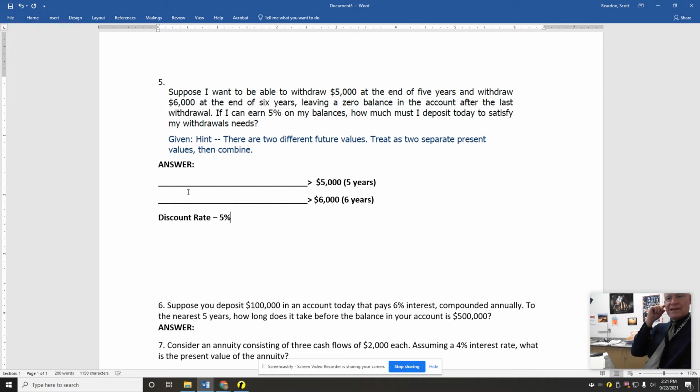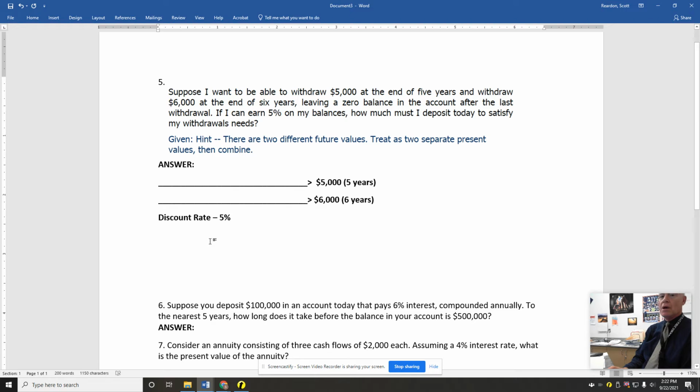Now, again, which way is time moving? We know the end game. We know we've got 5,000. We know we have 6,000. So, which way is time moving? Are we moving forward into time, or are we moving backward and recasting back to the present? Now, you'll notice it says hint, there are two different future values. Treat as two separate present values, then combine.